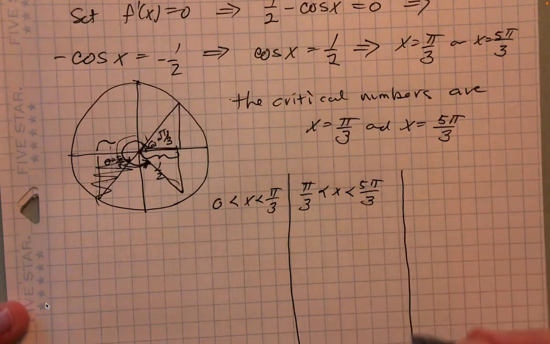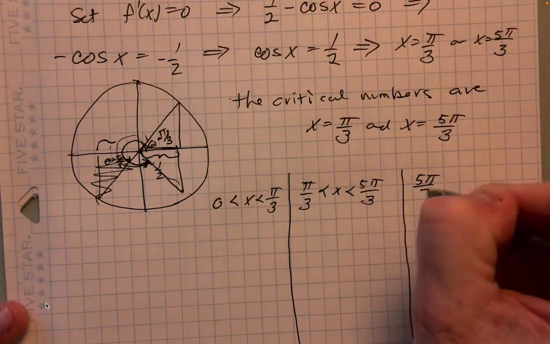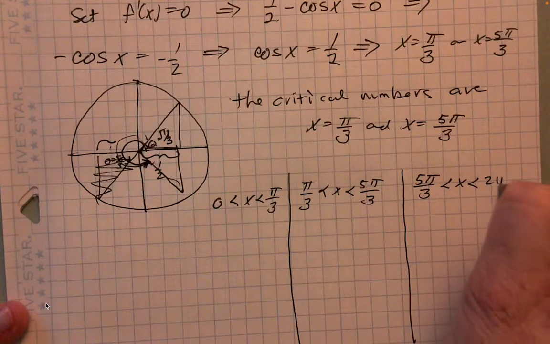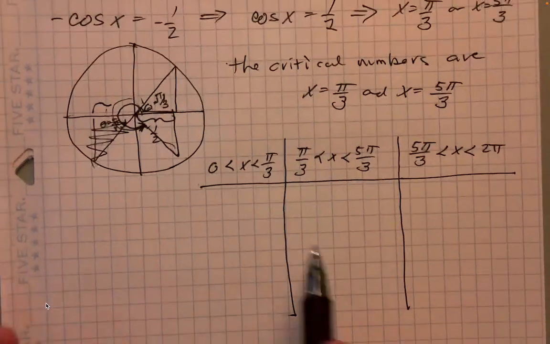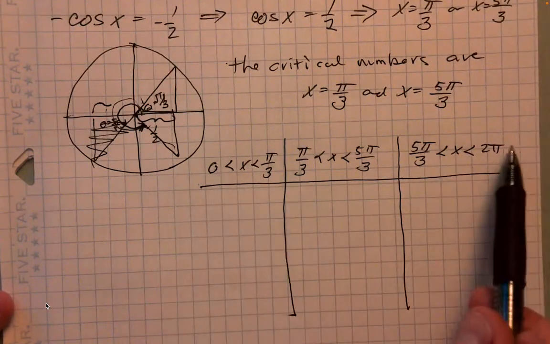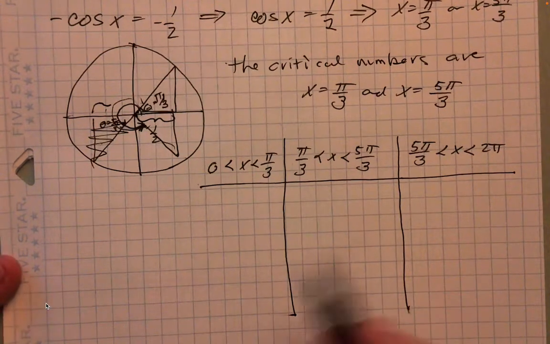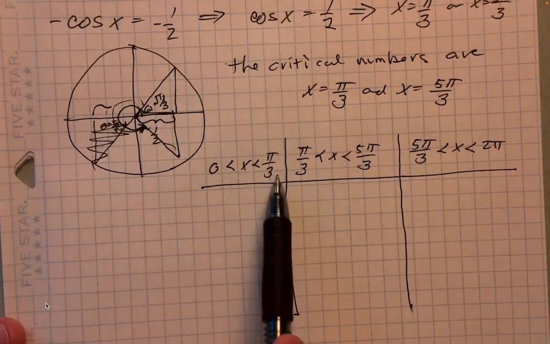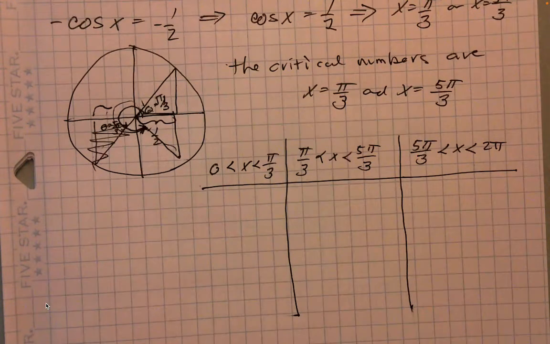And then the last piece of it would be from here up to 2 pi. So from 5 pi over 3 up to 2 pi. So in this case, you do have upper and lower bounds on the interval that you're interested in, between 0 and 2 pi. Right, so you've got these three intervals to consider. So then all you really need to do is test values in there and make some determinations about whether x equals pi over 3 and x equals 5 pi over 3 are relative maximums or minimums or neither.